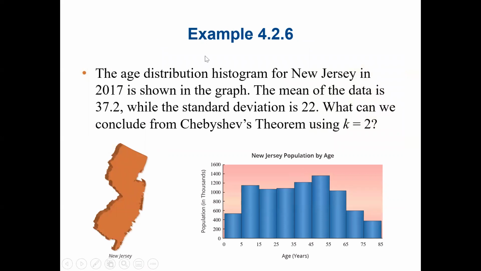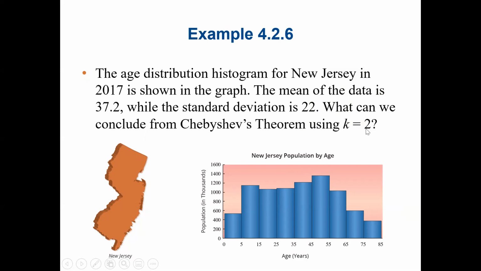So the example given here, they say the age distribution histogram for New Jersey in 2007 is shown in the graph. So the age is the horizontal axis, which we will call the x-axis. Vertical is the population in 1,000s for New Jersey population by age. Now here we say the mean of the data is given to us to be 37.2, while the standard deviation also is given to be 22. What can we conclude with Chebyshev's theorem using K equal to 2?